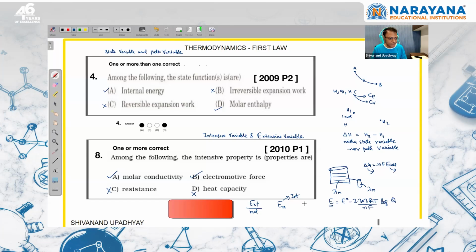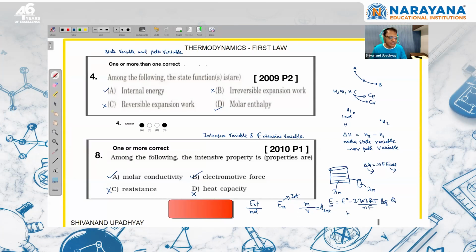Similarly, we know that density is mass by volume. Mass is an extensive variable. If I divide the mass of the system by the total volume of the system, it will become density. So density becomes an intensive variable. So dividing an extensive variable by total moles or total volume, right?